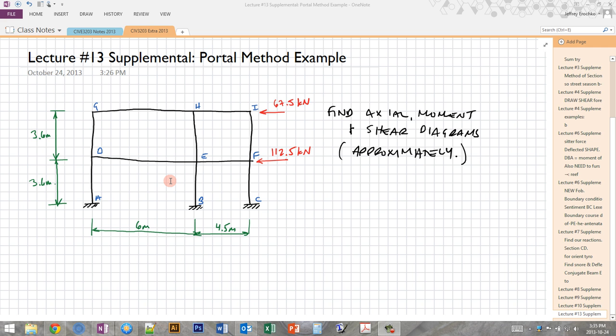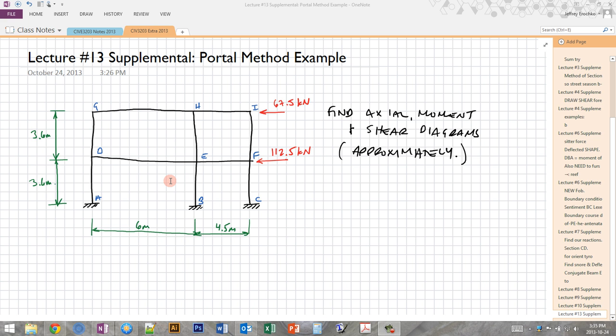So in this case, the portal method uses a number of assumptions in order to simplify an indeterminate structure and make it into a determinate structure so that we can solve for all the axial, moment, and shear forces using nothing but equilibrium. And we do that by adding pins, hinges to the structure at points where we assume there's going to be zero moment, and also by assuming values for some of the horizontal shear forces at the bases of the columns. So to start, we will outline our assumptions.